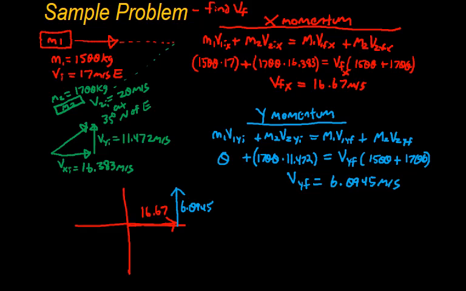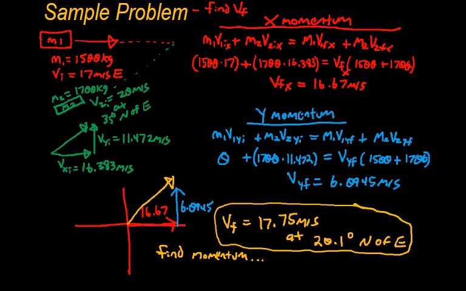And then we can get the resultant, which is from 16.67 and 6.0945. We get the resultant as 17.75 meters per second at 20.1 degrees north of east. That will be the final velocity of those two cars if they hit and collide and stick together and go off at that angle. And then the momentum will be 56,798. We just take that final velocity and multiply it by the two masses.